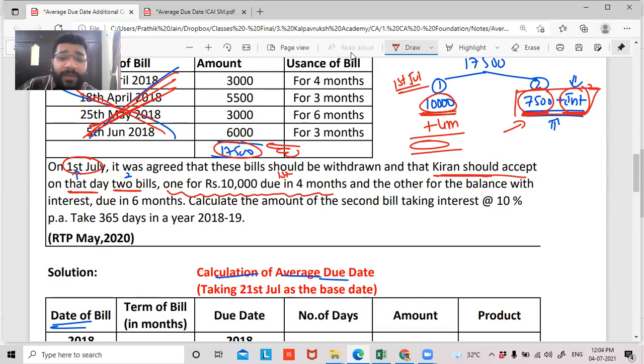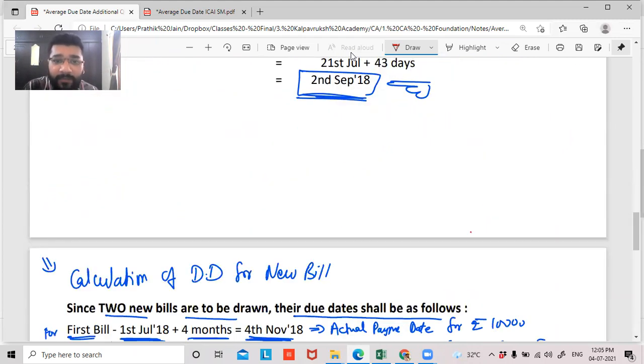And after that, see the language. And the other, that is the second bill, for the balance. What is the balance? 7,500 with interest. With interest on 10,000 and interest on 7,500. Both the interests, they've asked me to add in the second bill. Okay, sir. And that due date is 6 months. Now, are you clear why we are doing this?